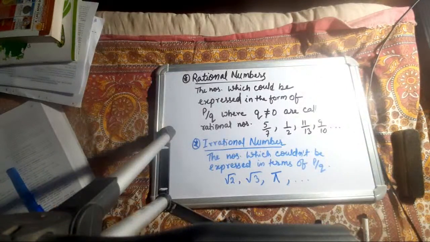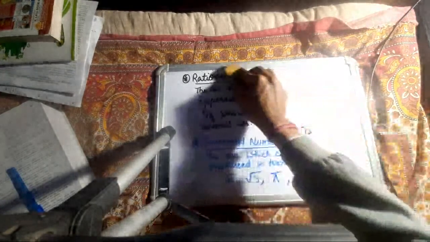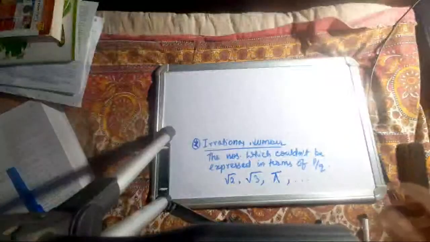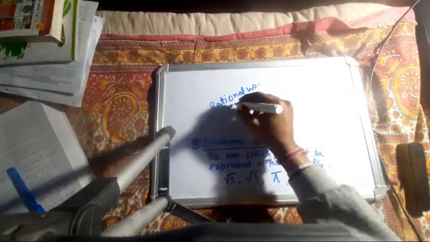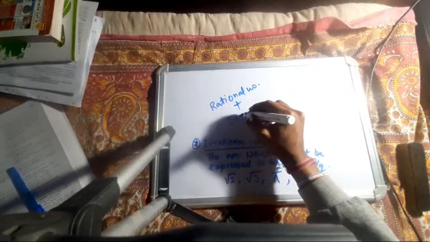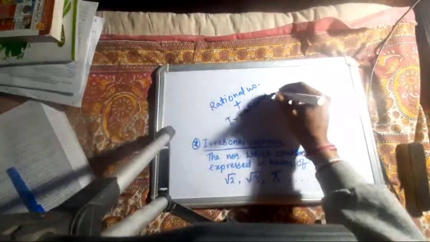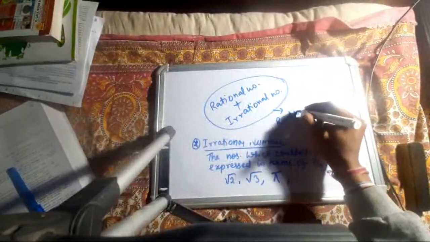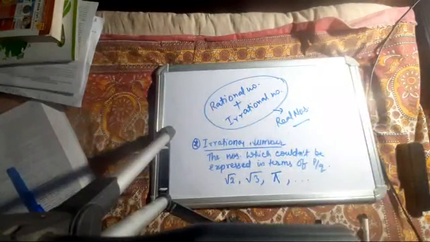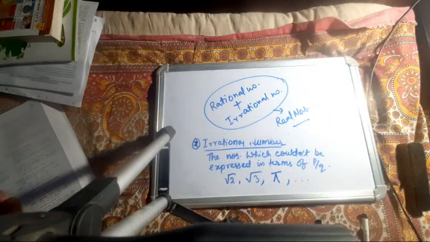Next are real numbers. What are real numbers? Rational and irrational numbers combined form the set of real numbers. So rational numbers plus irrational numbers will be combinedly called real numbers. Okay, so up to this part was our number systems basic part.